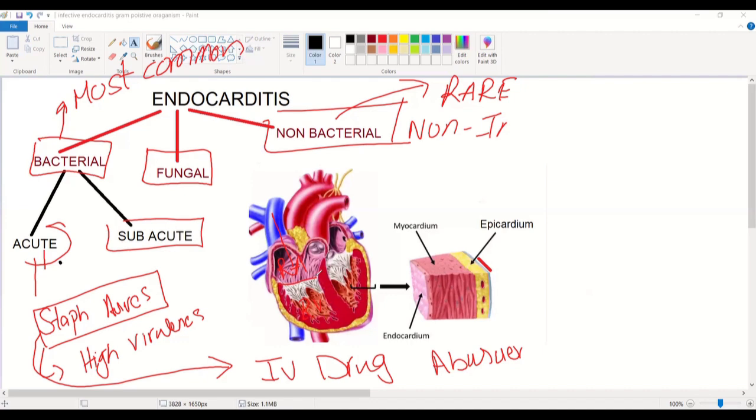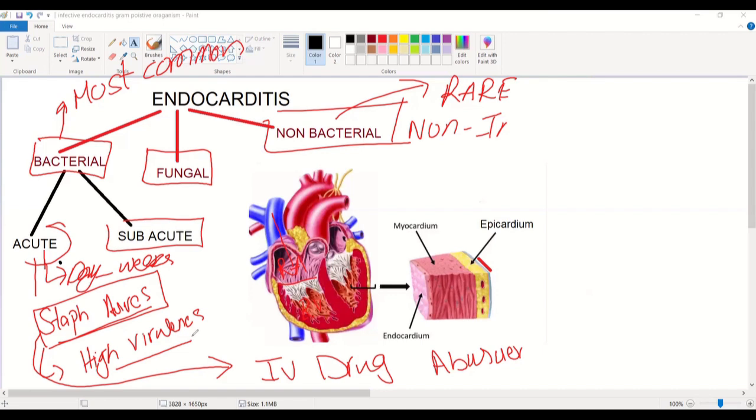And it is acute. Why is it acute? Because it is short, days to a week. This is again a key thing. You have to differentiate between acute and subacute bacterial endocarditis. So it is days to a week, right? Staph aureus, high virulence.